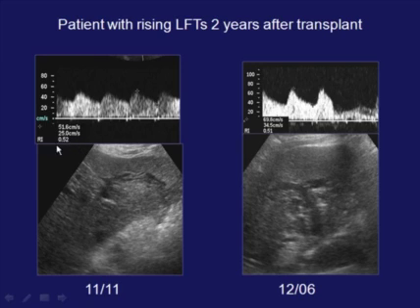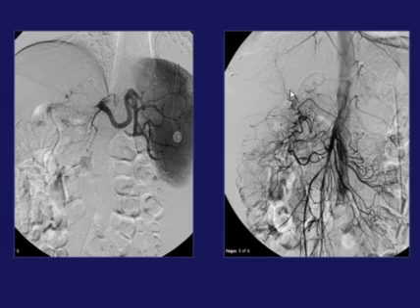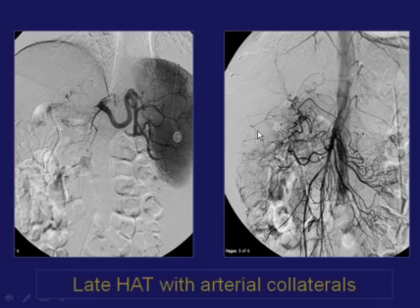The resistive index is low, and there is a delay in systolic upstroke. This is the typical parvus tardus waveform, and not surprisingly, this patient also had hepatic artery thrombosis. This is the injection, the catheter here. This is the hepatic artery with an abrupt cutoff. You can see the supply of the spleen, and when we injected again the superior mesenteric artery, all of these collateral vessels going to the liver can be seen. So this is late hepatic arterial thrombosis with arterial collaterals.